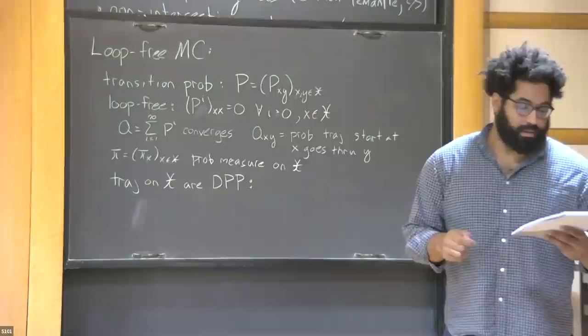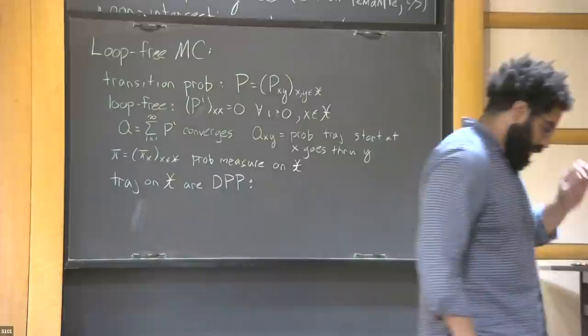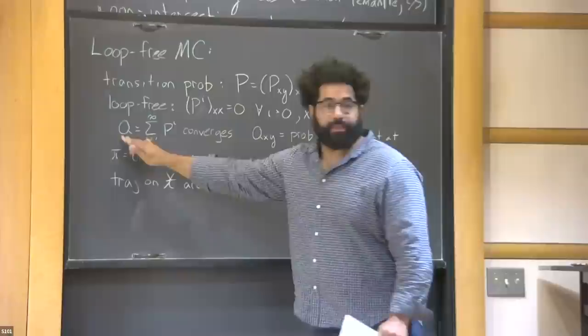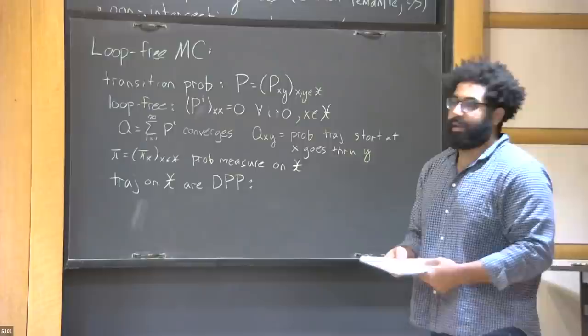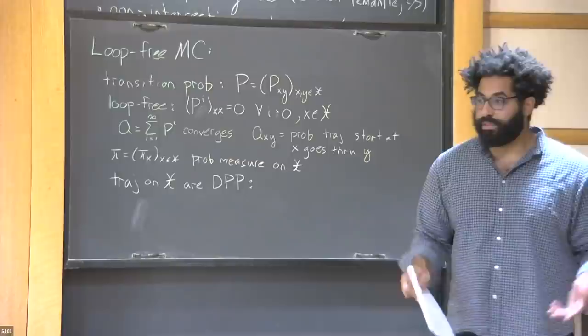Are you going to write this? Yeah. So if you look at your X, for every fixed pi, you take some p, which corresponds to a Markov chain on some countable X. Because this is loop free, we can talk about this quantity q, which talks about the probability that the trajectory starting at x goes through some other point. And now, to talk about an actual random walk, we need to endow this with some initial probability distribution so we know where we start.